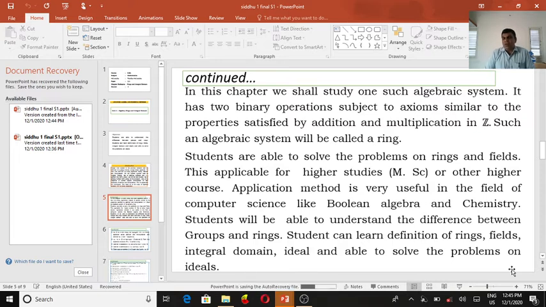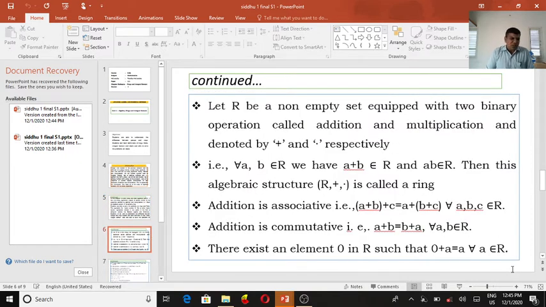Students will be able to understand the difference between groups and rings. Students can learn the definition of rings, fields, integral domains, ideals, and be able to solve problems on ideals. See, next we go for the ring, field, the integral domains, ideals, and to solve the problems on ideals. Before that, what are the properties regarding the group and the ring.